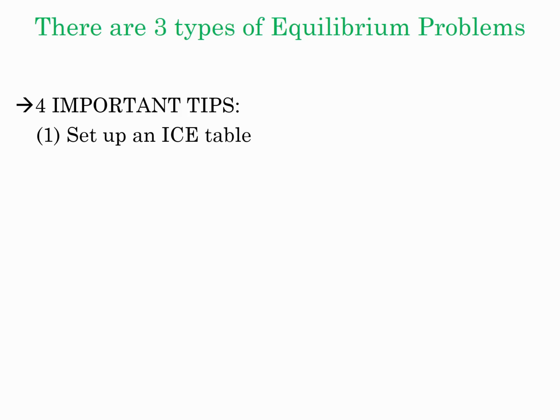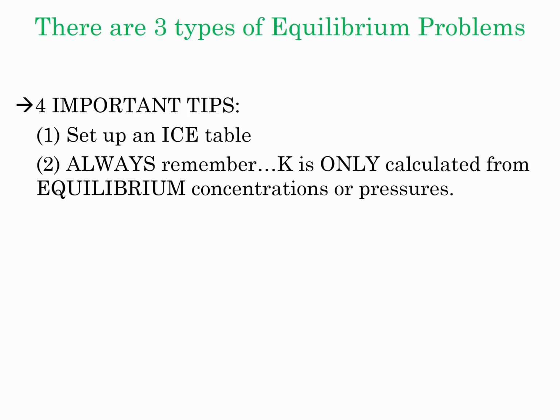One, set up the ICE table, and we want to set this under our reactants and products. One thing to always remember is our K value is only calculated from equilibrium concentrations. You'll see that when you read the problem, they'll give you initial amounts. They might give you the amount that changes. And in some problems, they'll give you the equilibrium amounts. Just remember when you set up the equilibrium expression, it's going to be the amounts on the equilibrium line.